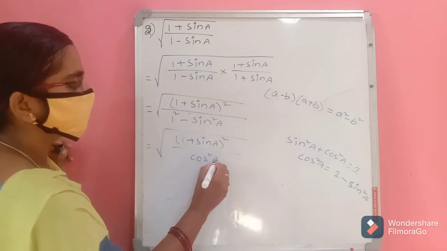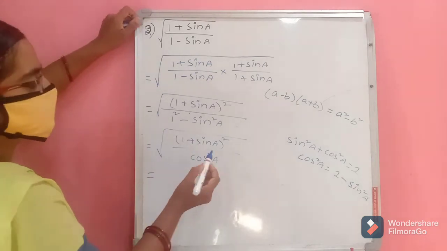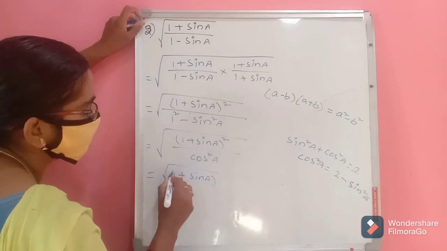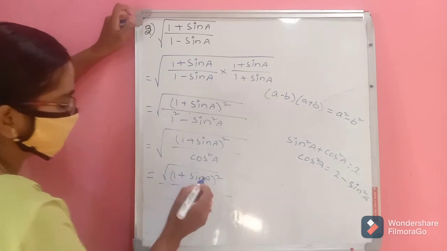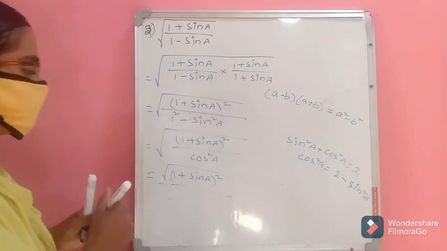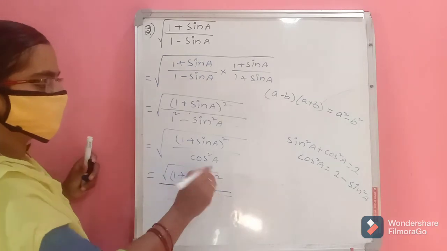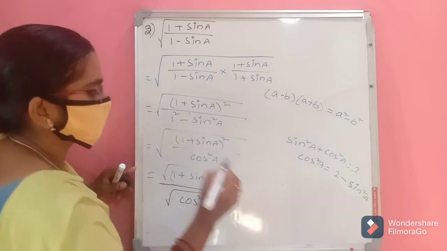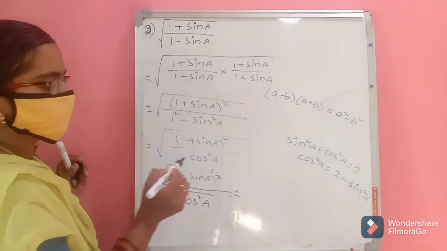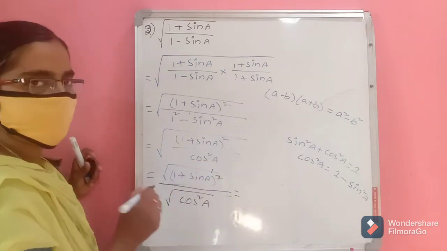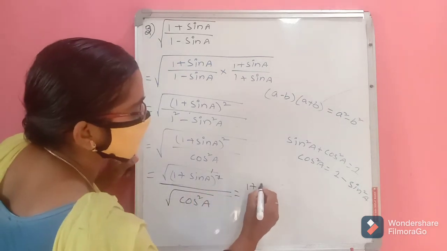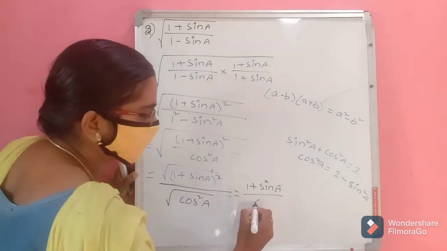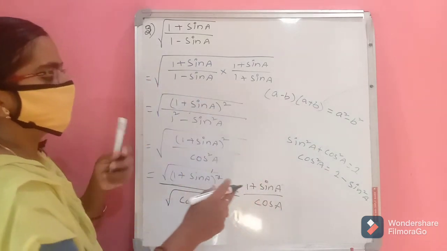Here I am writing (1 plus sin a) whole square by cos square a, all under square root. I am distributing the square root to the numerator and the denominator also. So the square and root get cancelled in both, and we get 1 plus sin a by cos a.